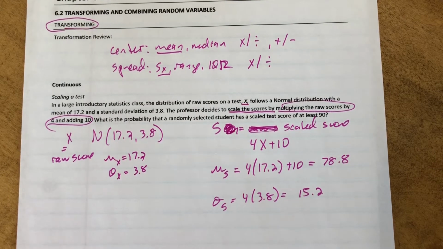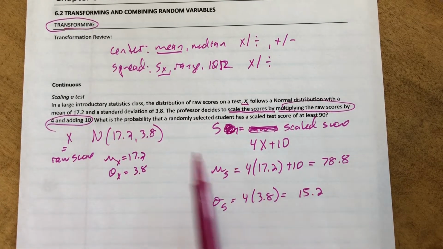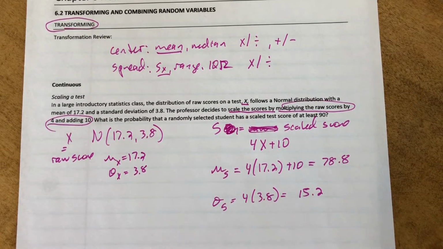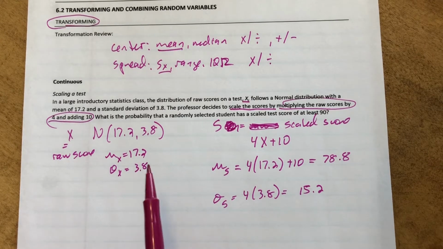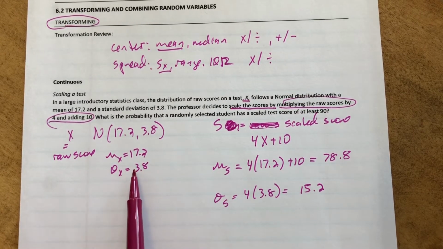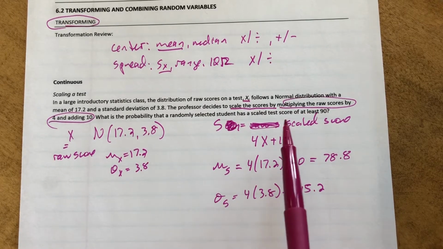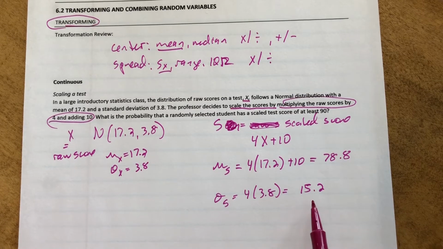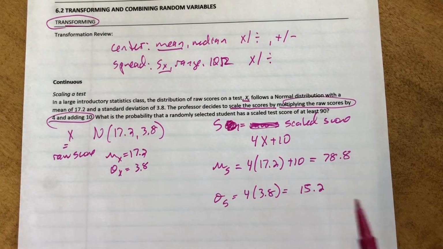So transformation isn't different. It's the exact same thing. I'm just putting the word random variable in here. Matter of fact, did I even have the word random variable? I didn't. All I had was that capital X. No big deal. It's the same stuff. So again, the raw scores' average was 17.2 and it varied by 3.8. But when we scaled it, the average score was 78.8 and that varied by 15.2. And that's a big variance. That's a letter grade, just saying.